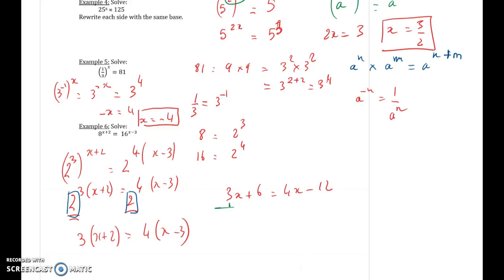I am subtracting both sides by 4x, and I'm adding 12 to both sides. Therefore, now on one side I got 18, and on the other side I got x. So x equals 18.